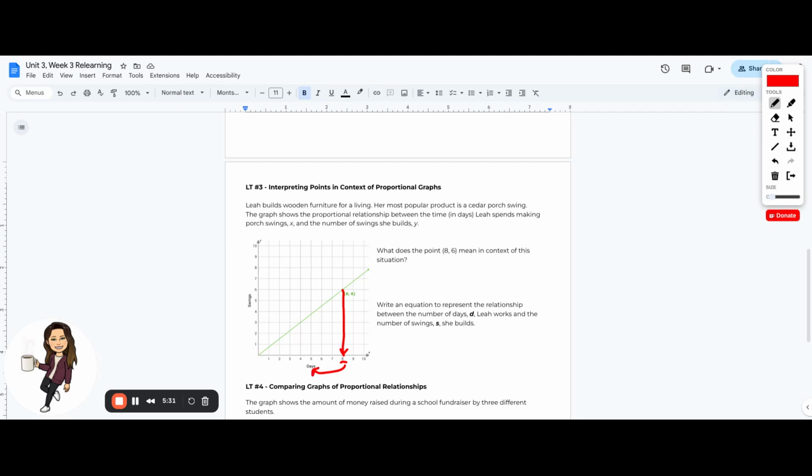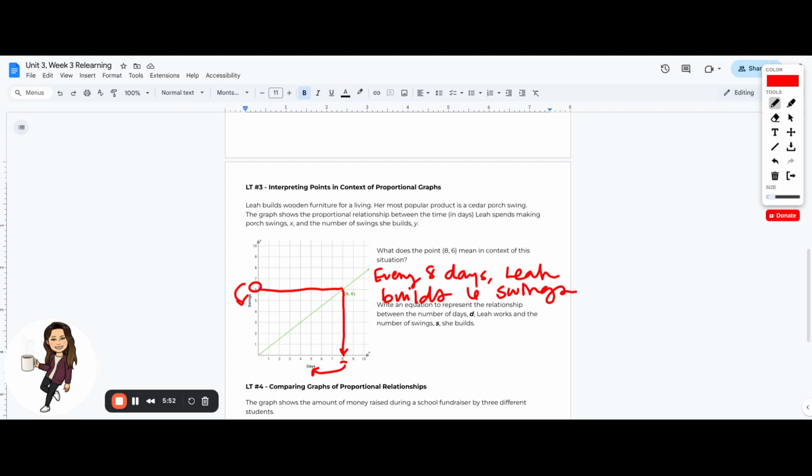What is the 8 talking about? It's talking about days. So it means every 8 days, Leah builds. And then find your 6. What is your 6 talking about? It's talking about swings. So 6 swings.